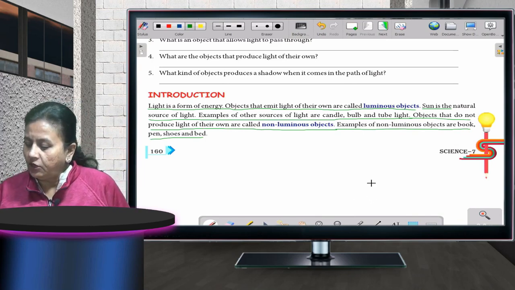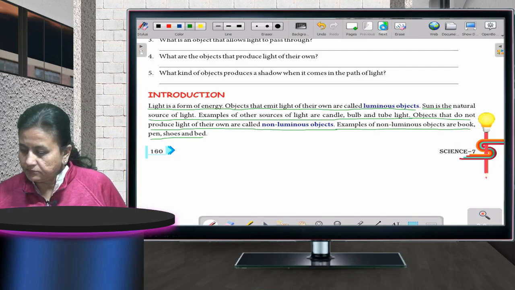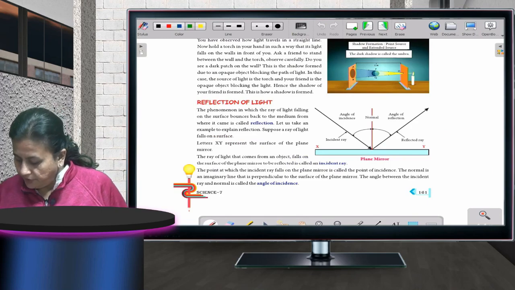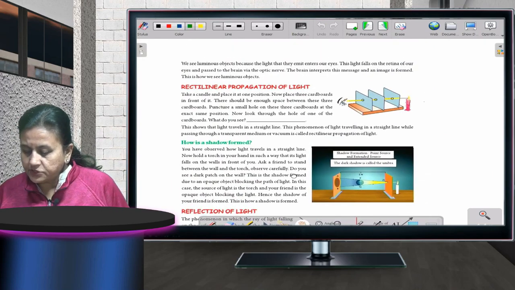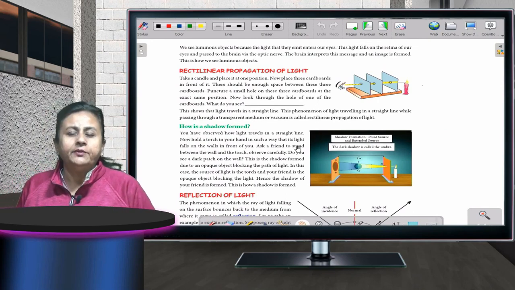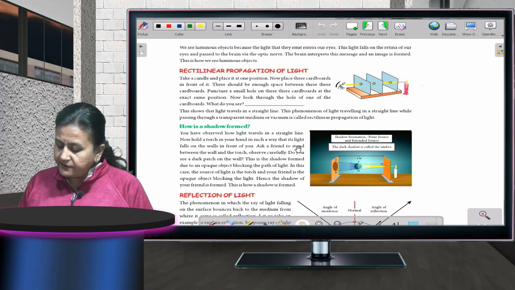Fine. Now move to the next page. We are moving to the next page now. Can you all see on your screens? Why is it that we are able to see under the light only? Why is it so?